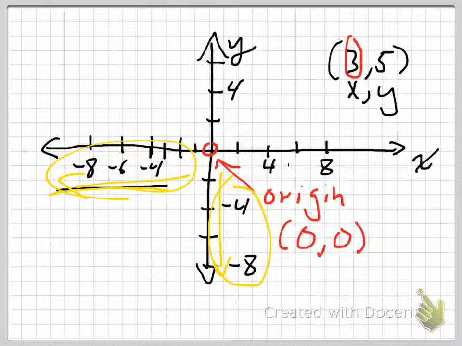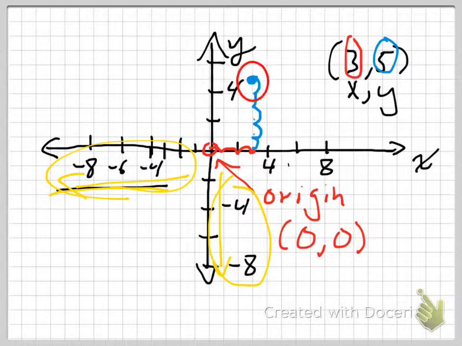All right, let's get back to 3, 5. So 3 means to start here at the origin and count over 1, 2, 3 units right there. Kind of like the king and balloon game. First we're going to move right. The second number, the y, 5, means to move up 1, 2, 3, 4, 5. And the point is going to be right there. I'll go ahead and put a circle around that point right there. And that is the point 3, 5.